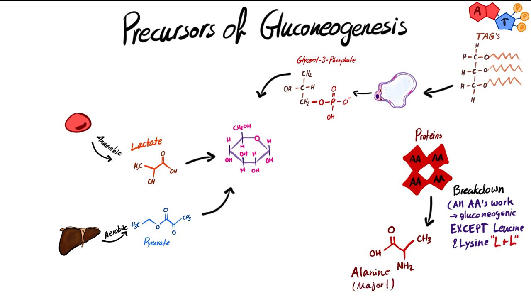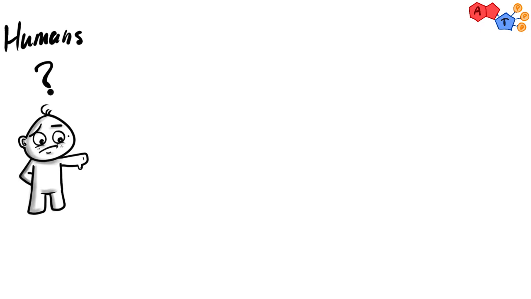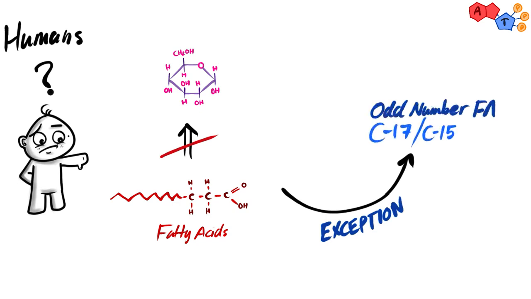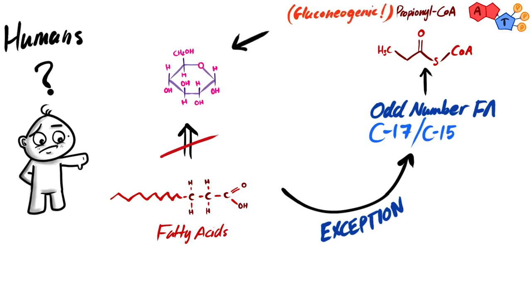These amino acids are converted to citric acid cycle intermediates, then to malate, following the same path from there to glucose. In humans, it's not really possible to convert fatty acids into glucose, but the only exception to that rule is the odd number carbon fatty acids. So fatty acids with 17 carbons, 15 carbons, you get the picture. And this will yield a small amount of gluconeogenic propionyl CoA.